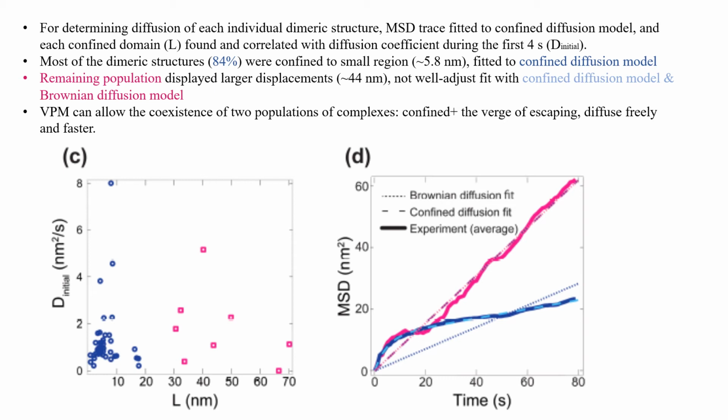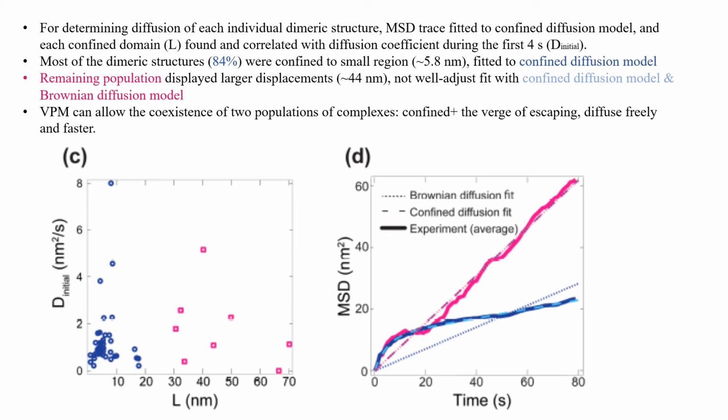So now in this individual dimeric structure fitting, it was seen that 84% of these particles were confined to a small region of approximately 5.8 nanometers, and these particles, represented by the blue dots in the left hand side figure, have a fitting that relates more to the confined diffusion model, as you can see in the right hand side figure, figure D. Whereas the remaining populations, shown by the pink dots in figure C, have a larger displacement of approximately 44 nanometers, and they do not fit properly with either the confined diffusion model that you can see in blue or with the Brownian diffusion model shown in magenta in figure D.